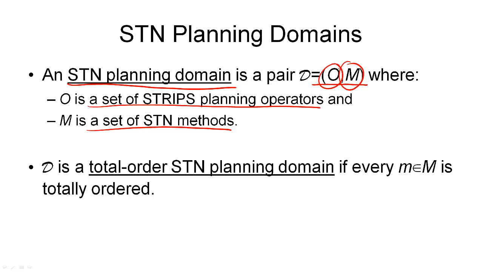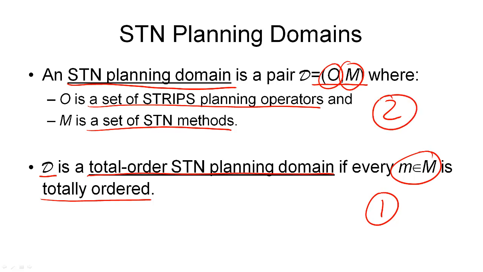Now, one special case is total order STN Planning Domains, and we say that a domain D is a total order STN Planning Domain if every method in its method set is totally ordered. Later, when we look at STN planning algorithms, we will see that totally ordered networks are slightly easier to deal with. So first, we will have this as an algorithm, and secondly, we will introduce an algorithm that solves partial order STN planning problems.